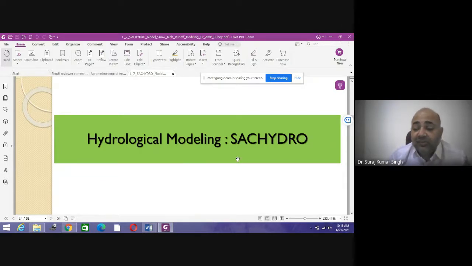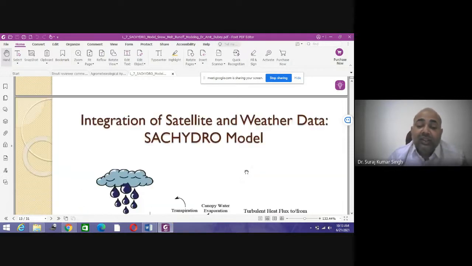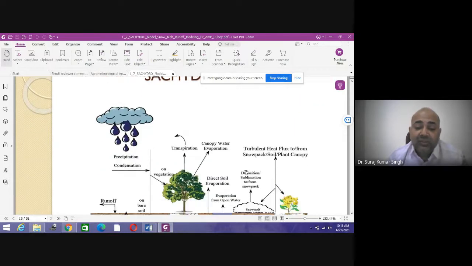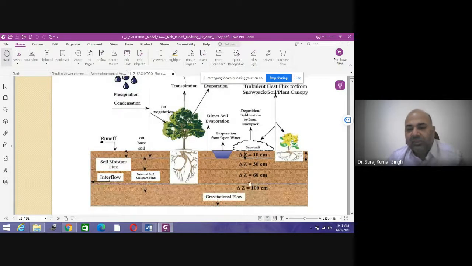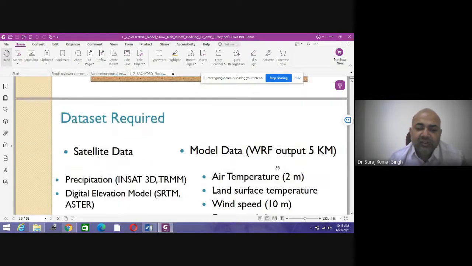And finally, I said we'll be using one model that is known as SAC Hydro. So now we'll be reading in detail how this model works. As you already know about precipitation, condensation, transformation, evaporation, runoff, I will not go into much detail, but to get familiar, to have a revision, and to have a bird's eye view of the area, it's important to visualize your area again, so that the real understanding and the data that is required for any investigation would be in your mind whenever you are going for any kind of hydrological model.